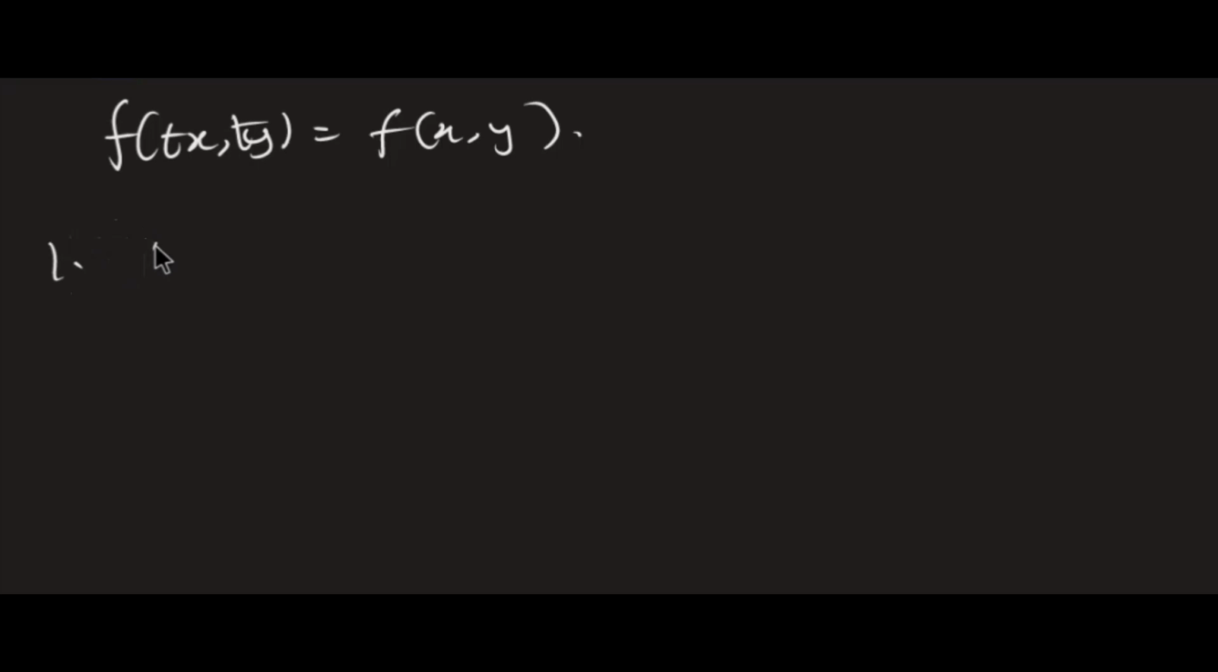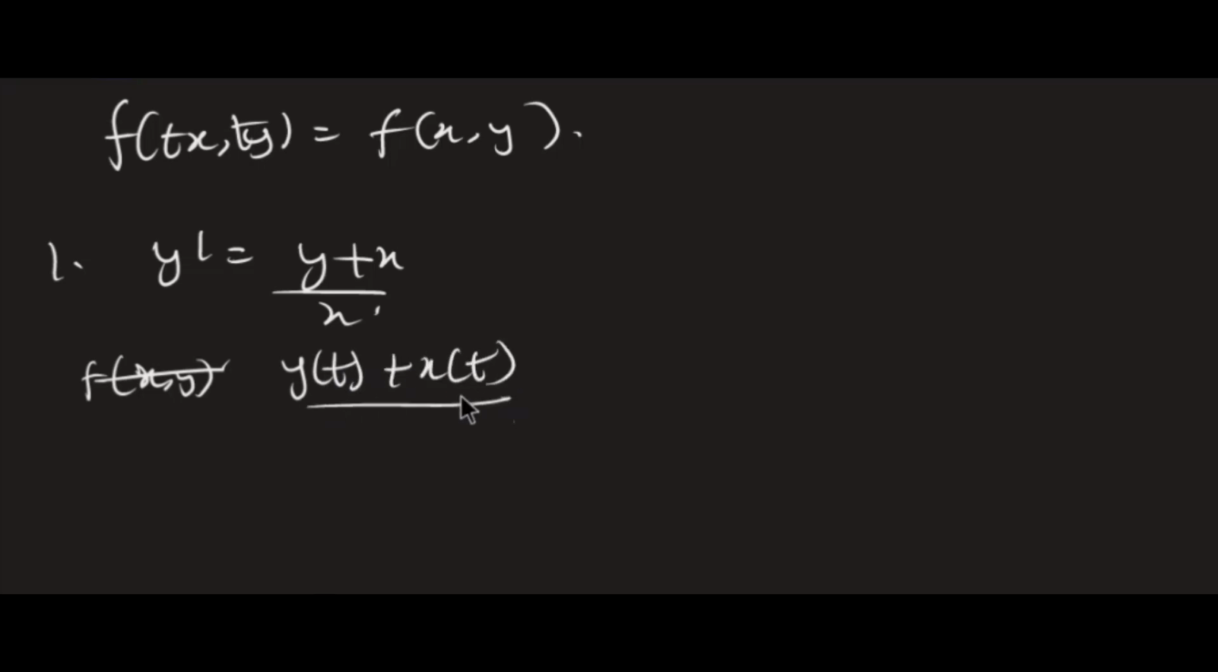In the first example, I have y prime is equal to y plus x over x. How do we show that this equation is homogeneous? So to show this, this is the same as our f of x, y. This is a function, so this is what we are interested in. So this is what you are going to do. You have y multiplying t plus x multiplying t, all over x multiplying t. And it is expected that we get this function back again.